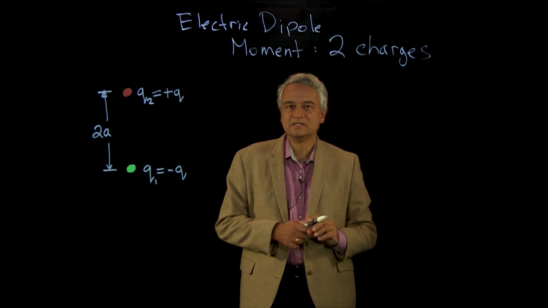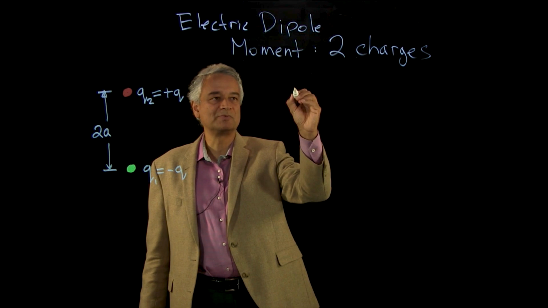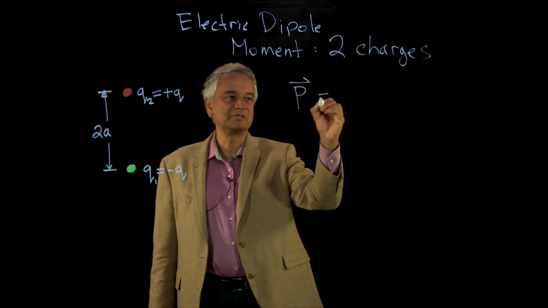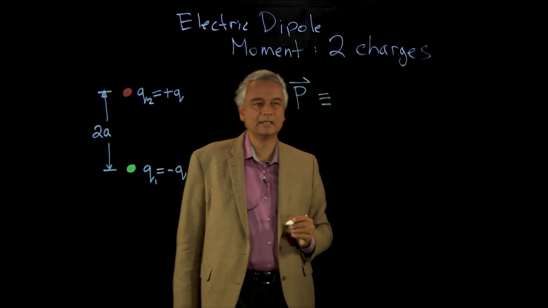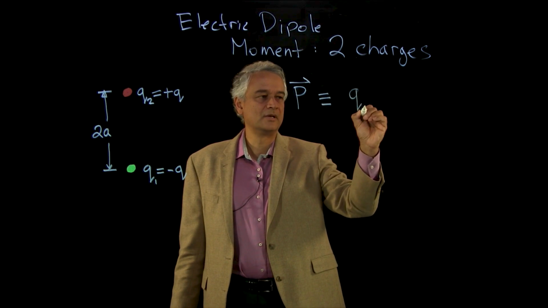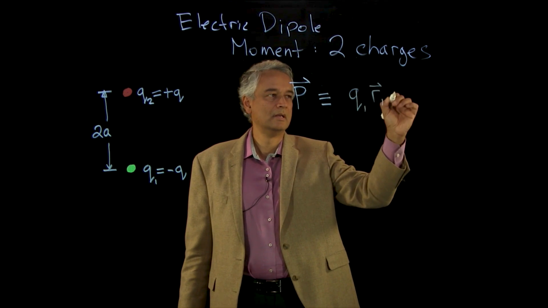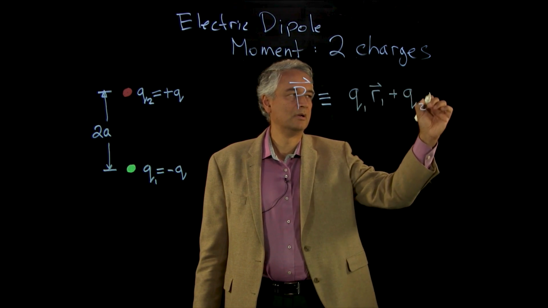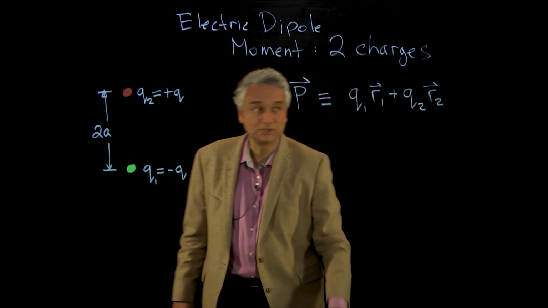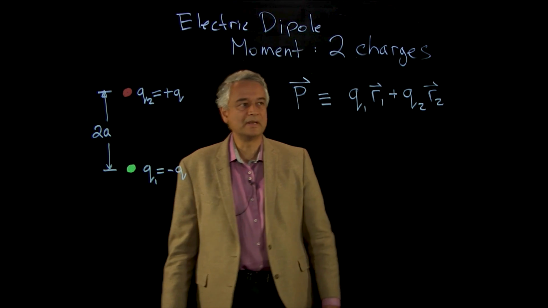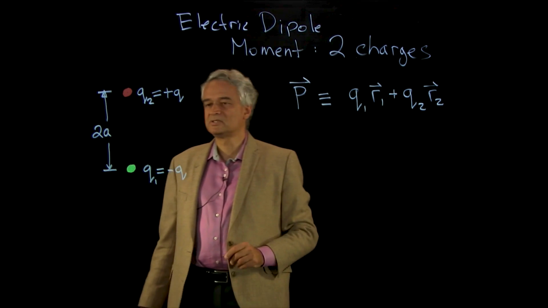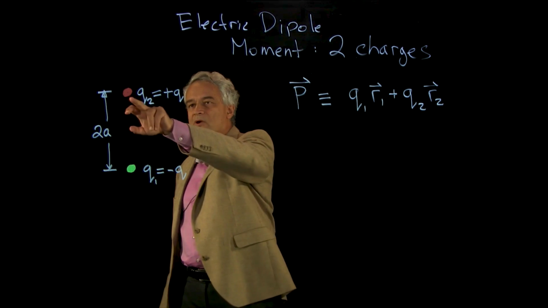And we can now define the electric dipole moment, which is represented by a vector p. So this is the electric dipole moment. And its definition, for a case like this with only two charges, is simply Q1 R1 plus Q2 R2, where Q1 and Q2 are the two charges. I've already told you what those are. But now what are R1 vector and R2 vector? R1 vector and R2 vector are vectors from the origin to charge 1, and from the origin to charge 2.